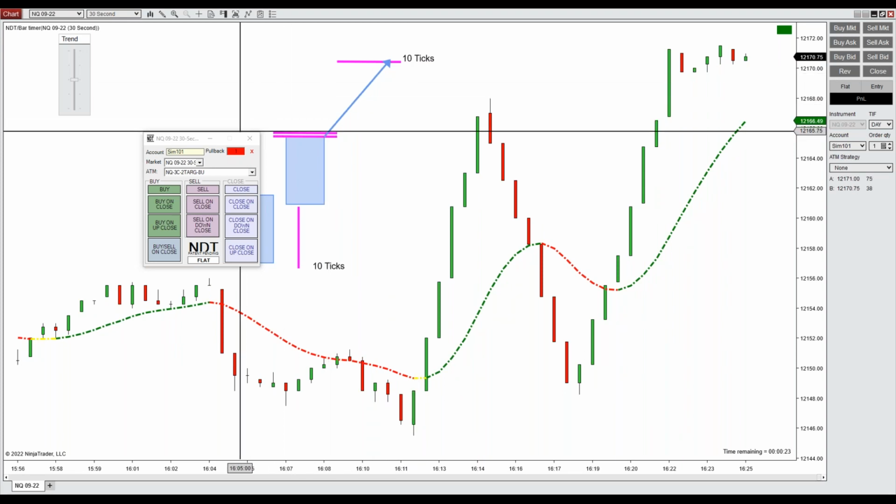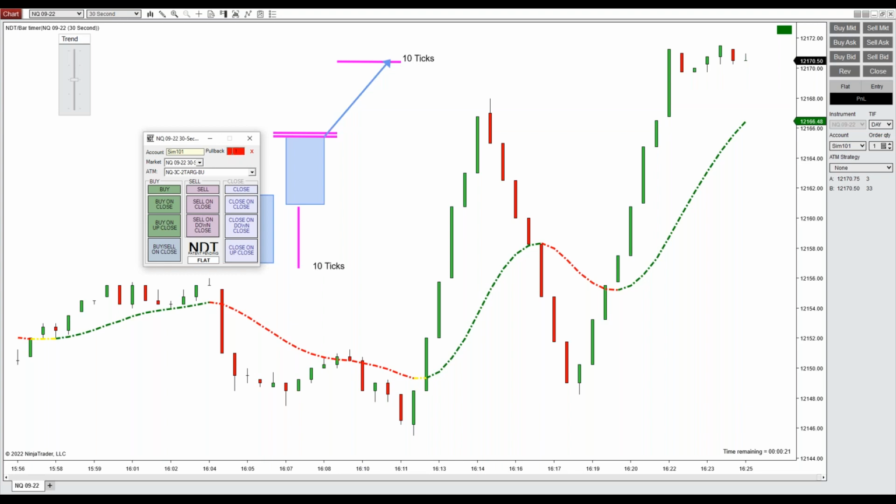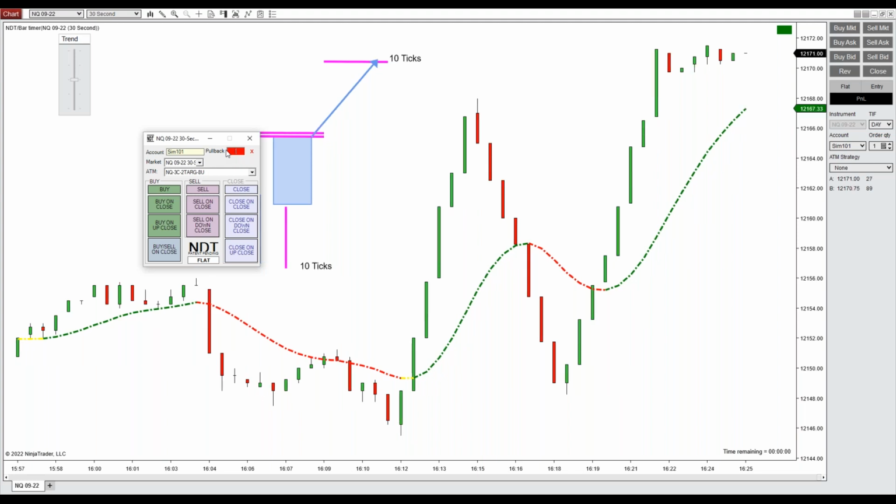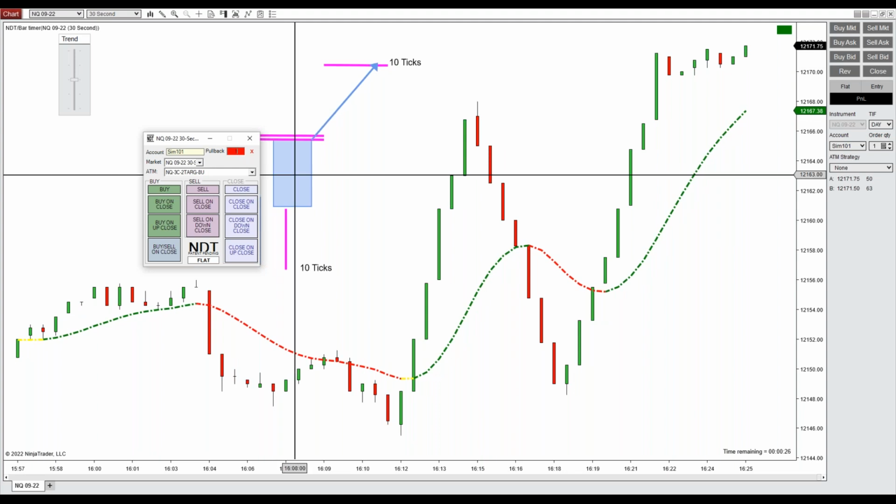Now, you can set this on a 2 pullback or a 3 pullback. Obviously, the higher you set it, the bigger the risk that you won't get into the trade. But on a 1 tick, say on a 24 Renko chart, your likelihood of getting into the trade on a premium is exceedingly high.